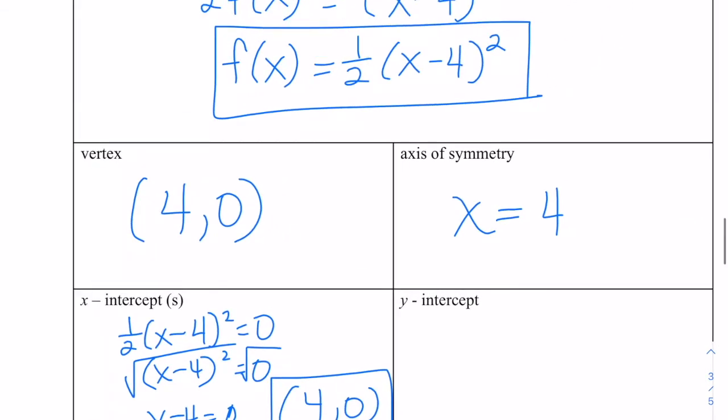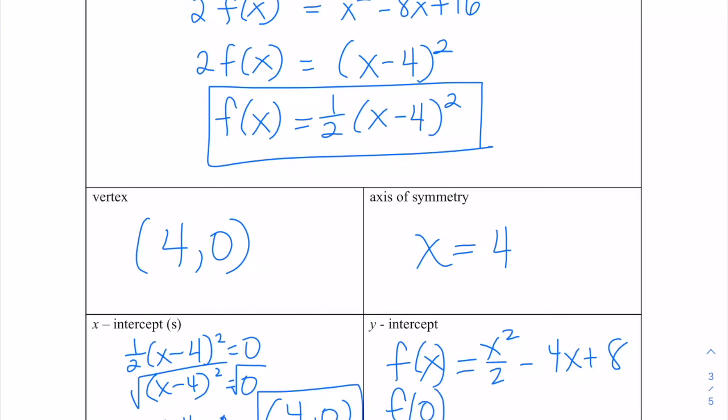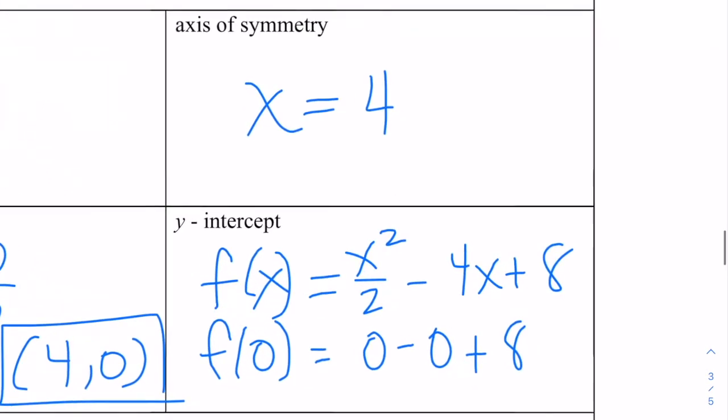Now for the y-intercept, we plug in 0 into the original equation. We get f of x equals, I'll just write the equation again, x squared over 2 minus 4x plus 8. You can see right away when I plug in 0, it's 0 minus 0 plus 8. So the y-intercept will be 0, 8.